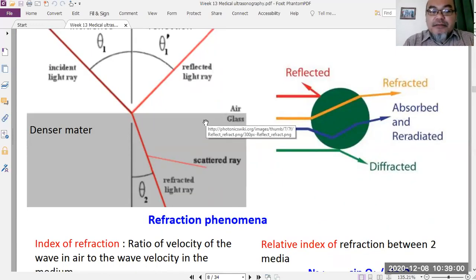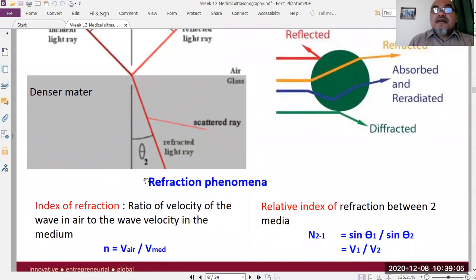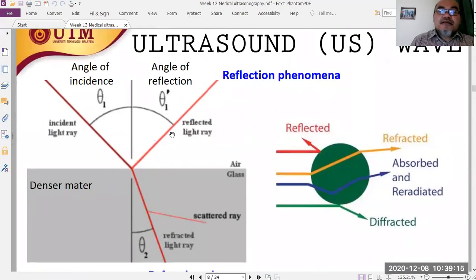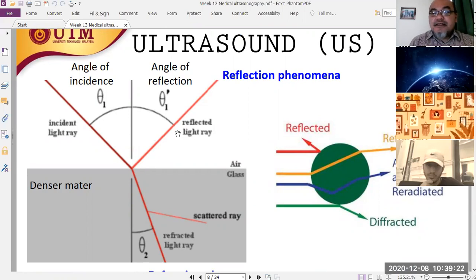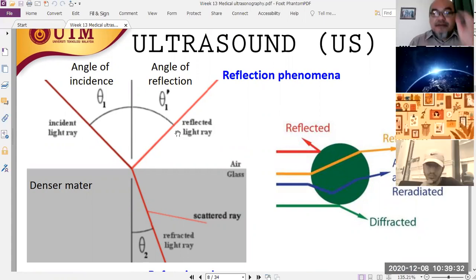How much theta 2 is depends on the index of refraction. The index of refraction is the ratio of the velocity of the wave in air to the wave velocity in that medium. Okay, so this was actually derived by Snell for light, for electromagnetic waves, but actually the same happens with the acoustical wave, with the mechanical wave.